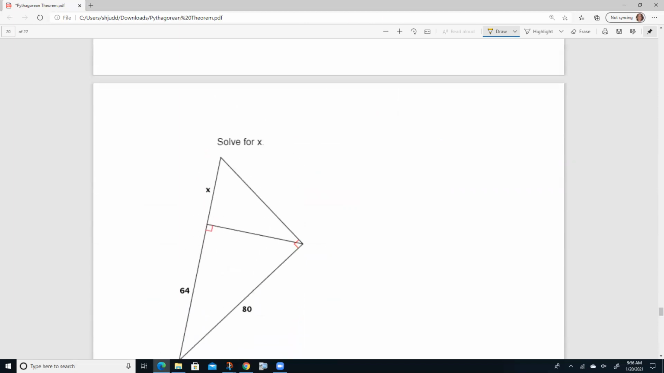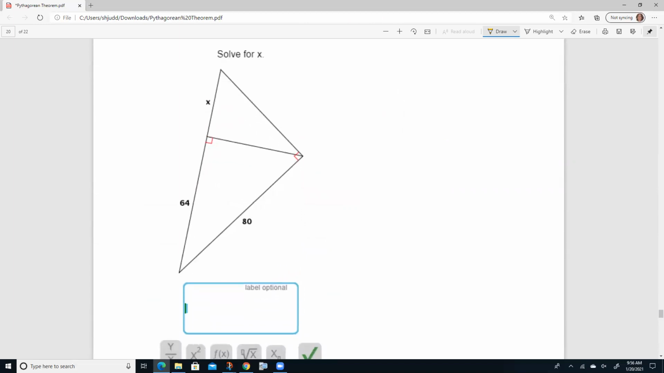This one doesn't involve the altitude. Well, that's kind of upsetting. How are we going to solve? Well, there are 2 methods we could use. We could either use the Pythagorean theorem inside this triangle in order to solve for a leg, and then we could use our altitude rule, or we could set up ratios. Let's go ahead and use the Pythagorean theorem first.